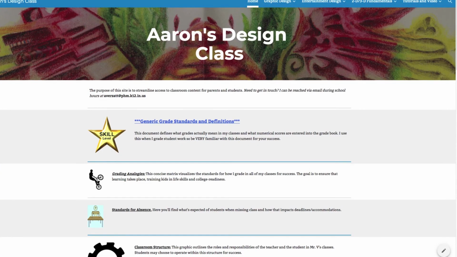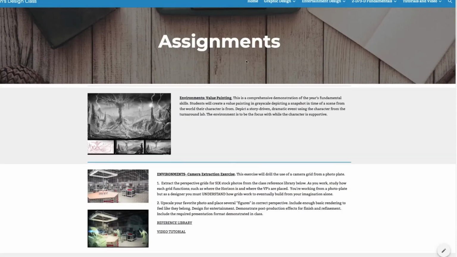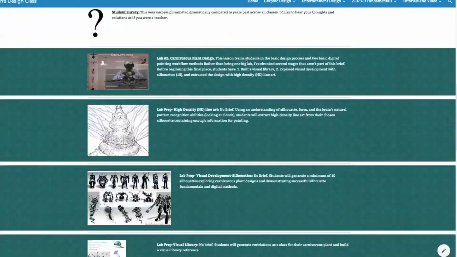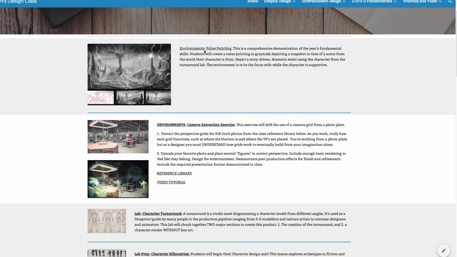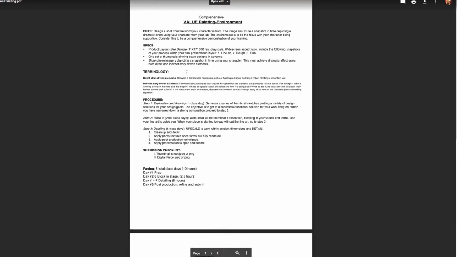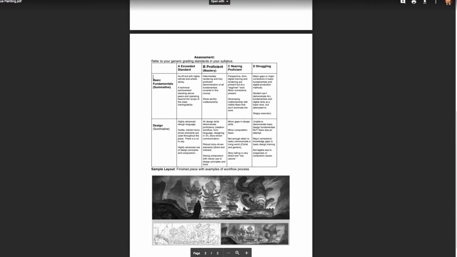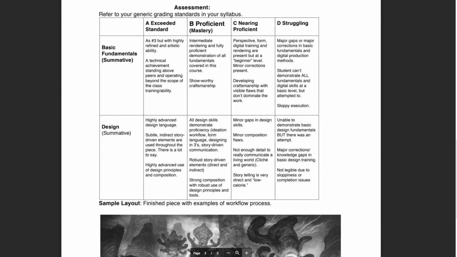So let's model how to use your class website. Let's say you're in my Entertainment Design Advanced Level class. And here's all your assignments. You can click on either the picture or the words. And here's your brief. In the brief, it has what's called a rubric. That's the measuring rod that I use to determine evidence for your skill level.